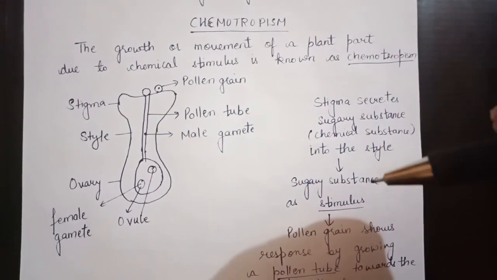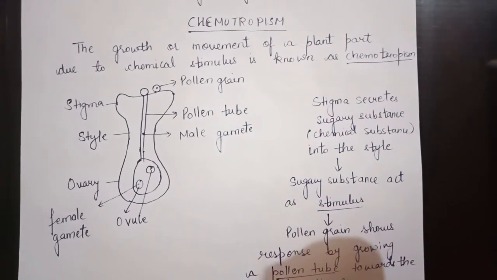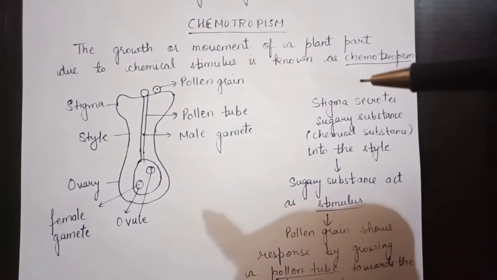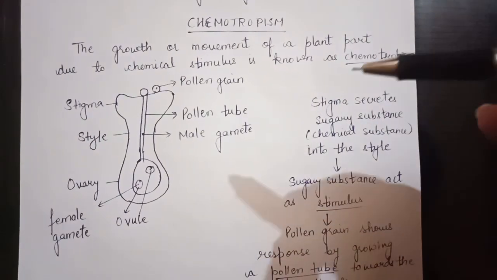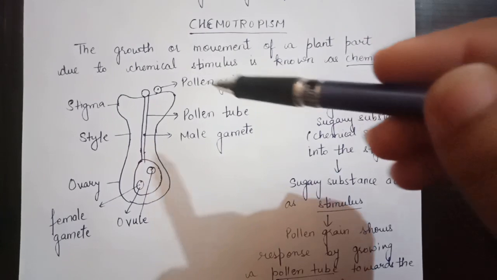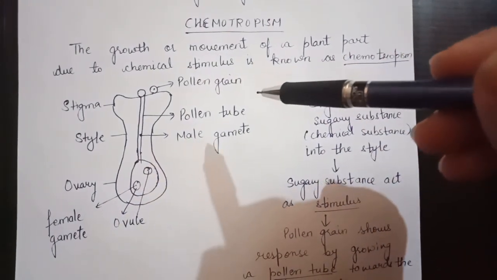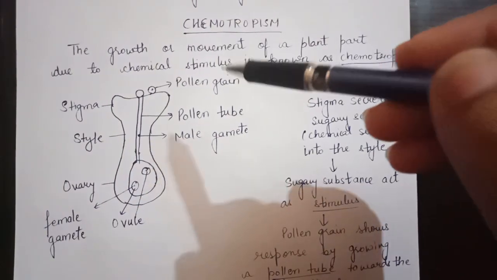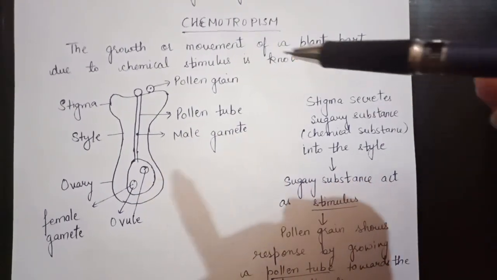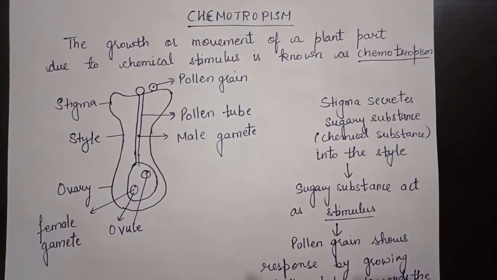So it happens in each type of tropic movement, whether the stimulus is light, or you can say gravity. Now here the example is a chemical substance. The chemical substance is acting as a chemical stimulus here. So the growth or movement of a plant part due to a chemical stimulus is known as chemotropism.